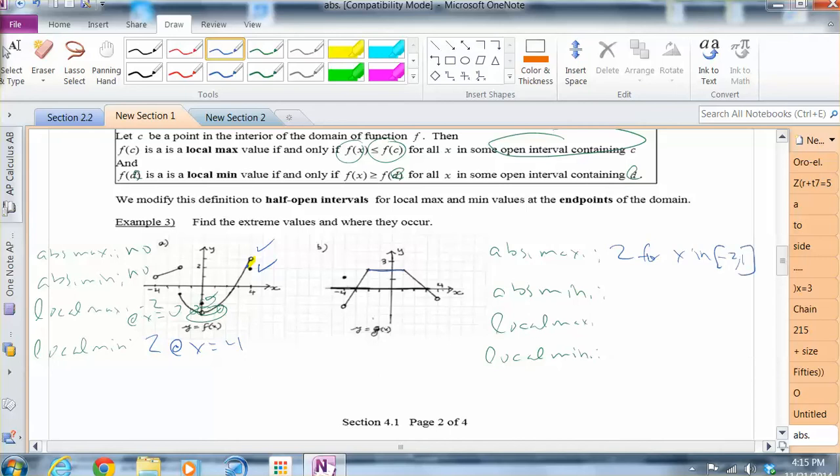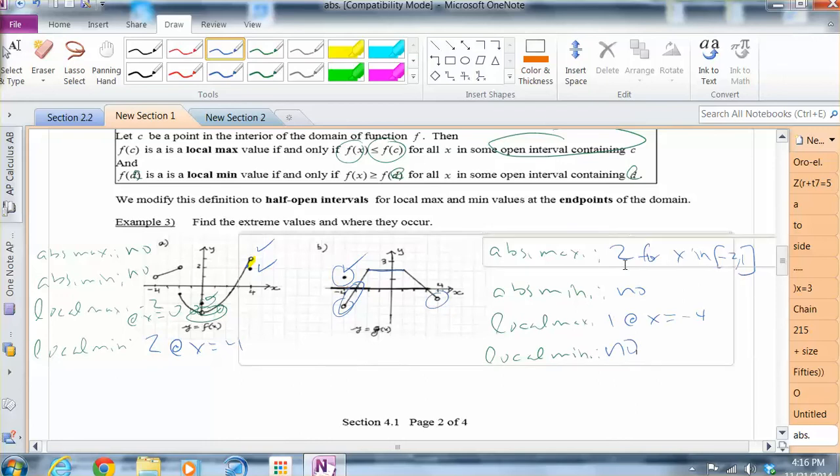So definitely we have y equals 2 at a lot of different places between -2 and 1 inclusive. Absolute min, there is none, because these endpoints are not included. We would have a local max at a value of 1 at x equals -4. Again, we're looking at -4. You could create an interval from -4 to -3, and definitely the max would be that point, which has a y value of 1. Looks like we don't have a local min here, so I'd say no.